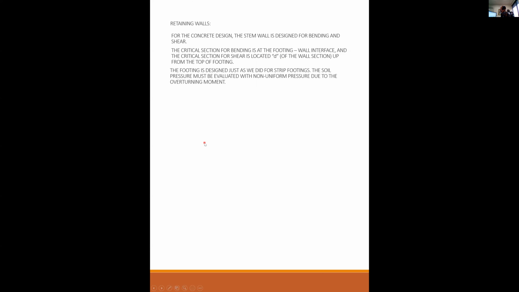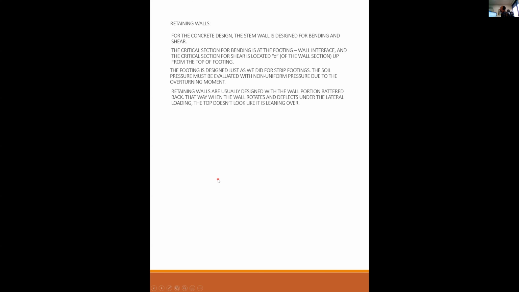Okay, for concrete design, the stem wall is designed for bending and shear. The critical section for bending is just at the top of the footing wall interface, and the critical section for shear is located at d, the effective depth of the wall section, up from the top of the footing. The footing is designed just as we did for strip footings. The soil pressure must be evaluated with non-uniform pressure due to the overturning moment.